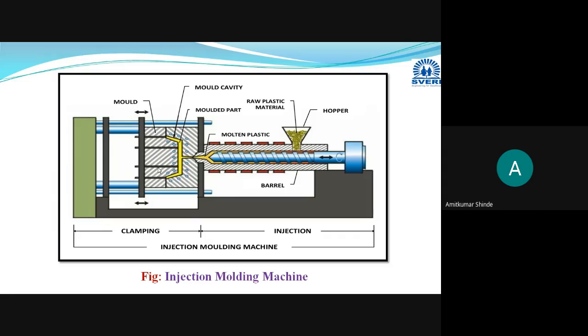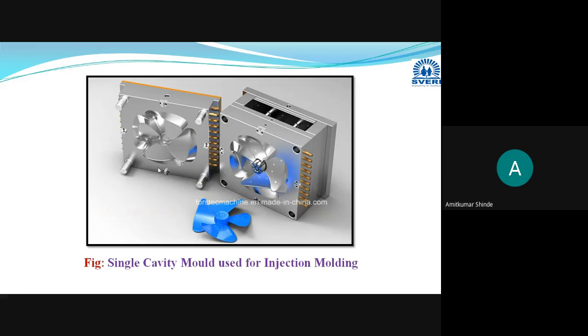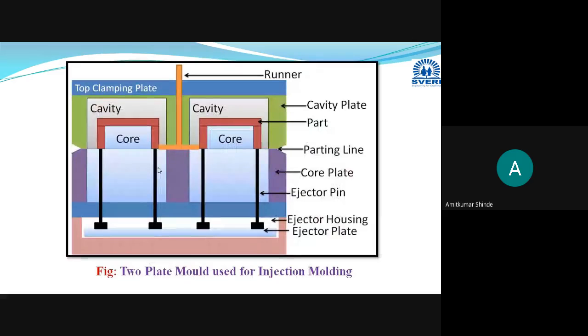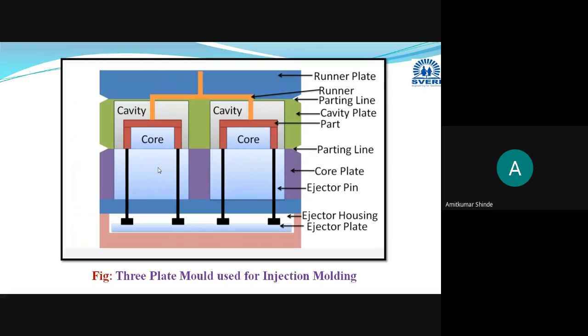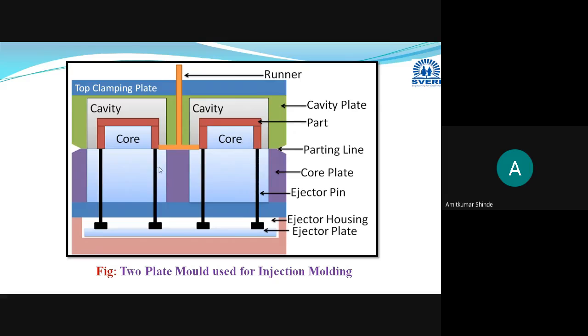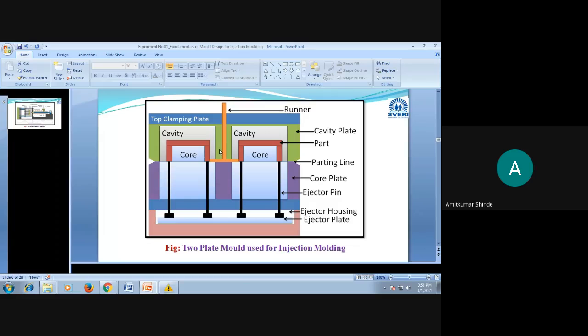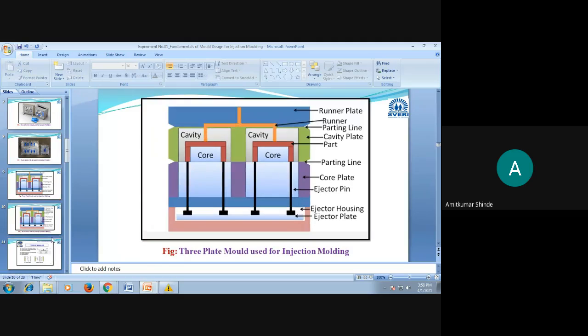We can use a two plate mold or a three plate mold. We can use a two plate mold for injection molding, or we can go for the three plate mold. Now, what is the difference between a two plate mold and a three plate mold? Here I will explain it. This is the two plate mold. Wait, I will arrange them side by side so that it is easy to understand.